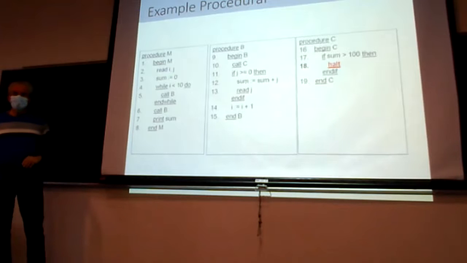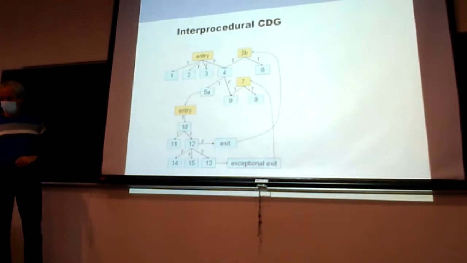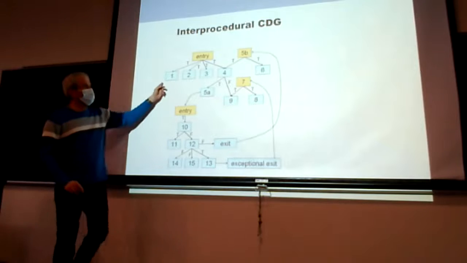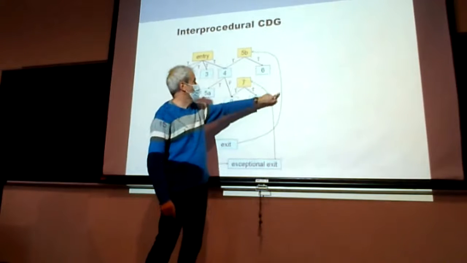But don't worry, we're not computing slices for the procedural slices. Because then the graph becomes more difficult and you would have more dependencies.